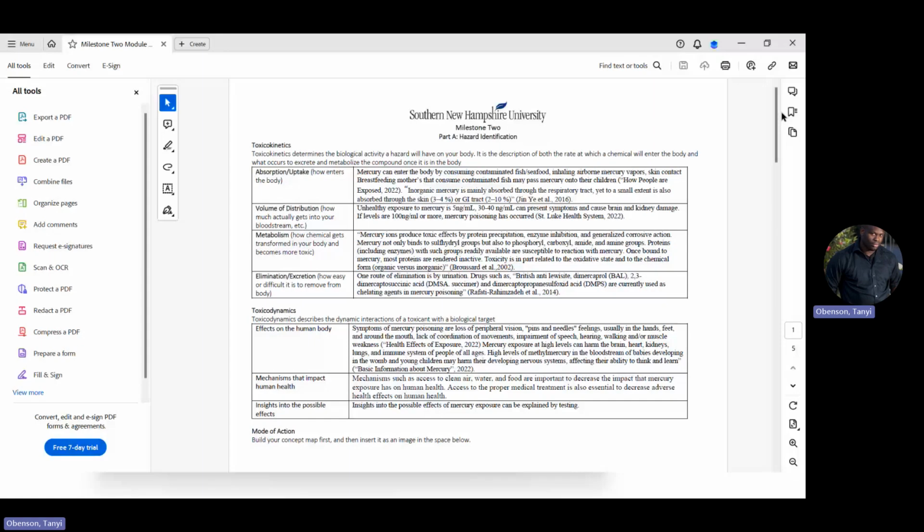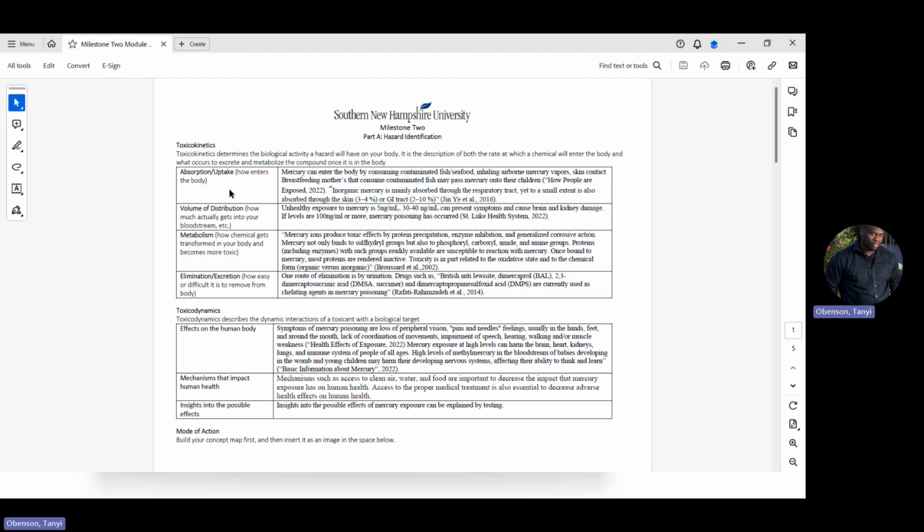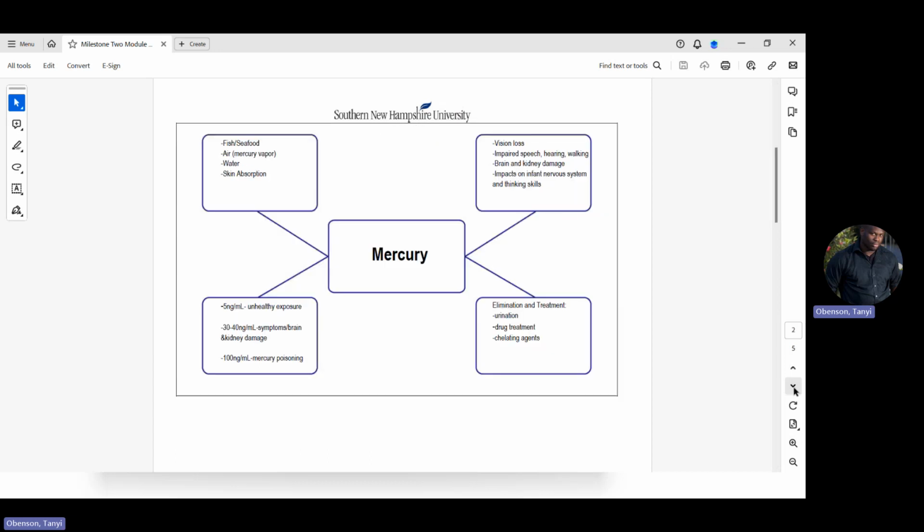So here's milestone 2. You're looking at toxicokinetics. So absorption rate, volume of distribution, metabolism, elimination, excretion, toxicodynamics, effects on the human body. In this case, they pick mercury for their health risk assessments. And then you do a little map here.